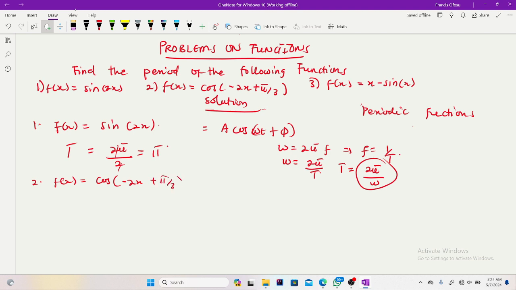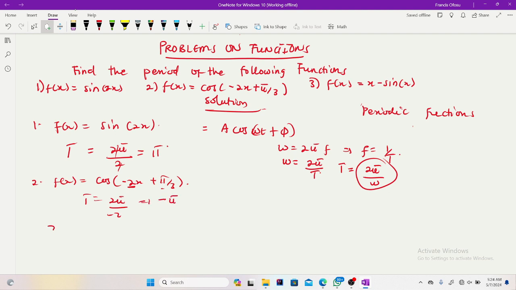Then the second one, f of x is equal to cosine of the expression negative 2x plus pi on 3, right? So for this one, we simply identify our angular frequency, and that is negative 2 here. Just ignore the phase difference. So our T is equal to 2 pi over negative 2, and this cancels to give negative pi.